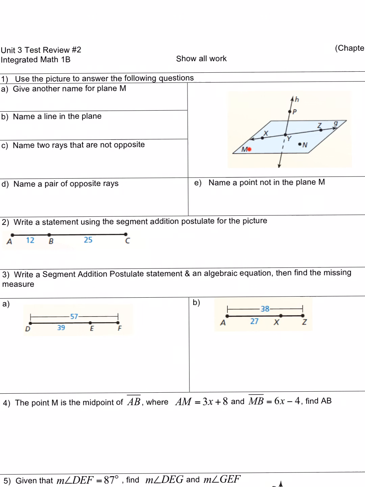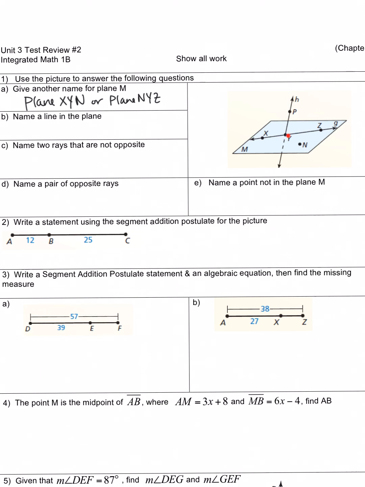Remember, you can name a plane by any 3 non-collinear points. So you could say plane XYN, or maybe you could say plane NYZ. There's actually a lot of options. All right, name a line in the plane.